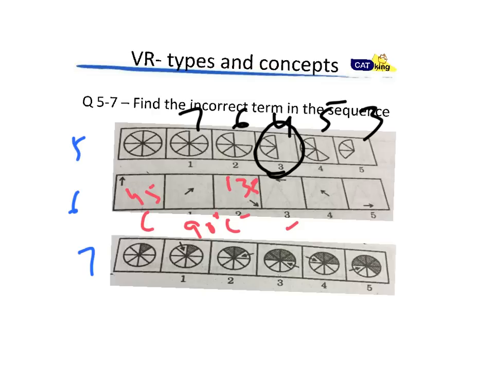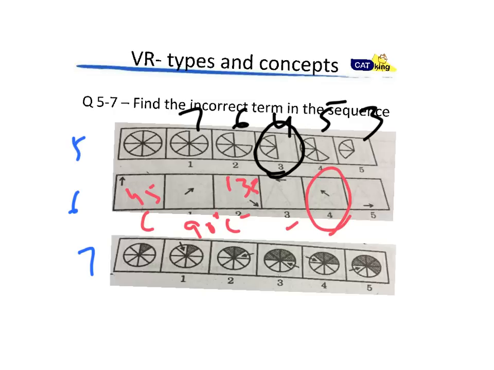Ideally, once the third figure should have been rotated by 180 degrees in clockwise direction, we would have got figure 5. But just because there's a fourth figure in between, which breaks our sequence, fourth should have been the incorrect answer, incorrect term in the sequence, or the correct answer.